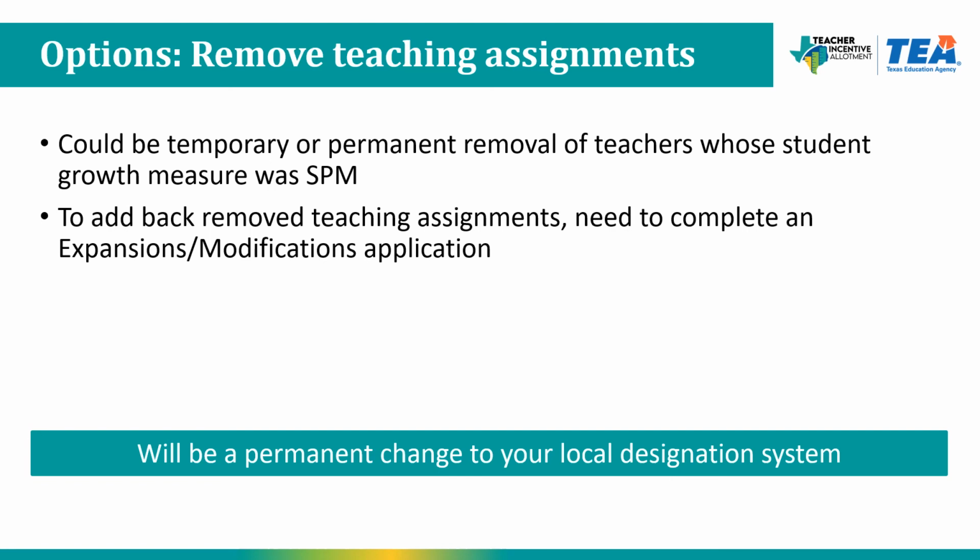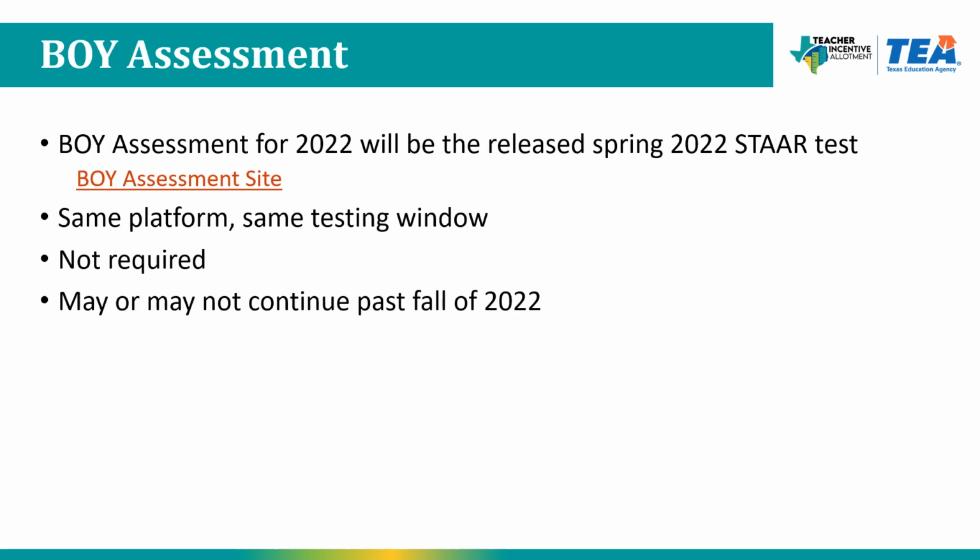But if these teachers were to be added back to the local designation system at a later time, it would require an expansions modifications application. So that's an option. Again, we don't think many people are going to want to choose this, taking teachers out of a system when they were producing and now removing them for a year. It may be a tough sell, but that is totally a local decision. So those are the options that you have.